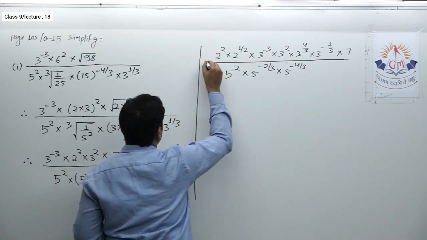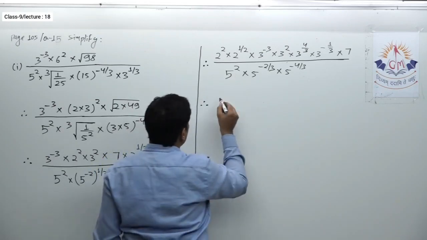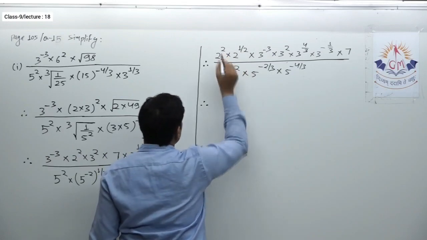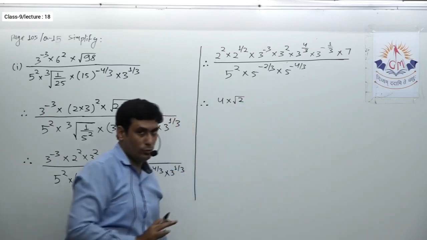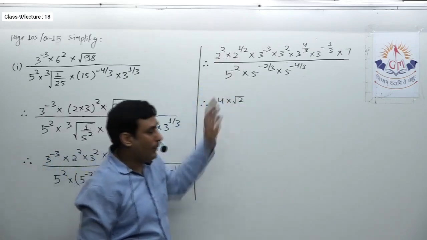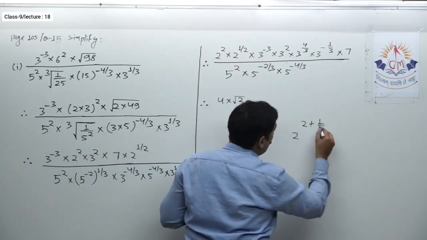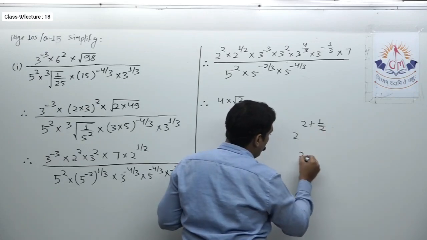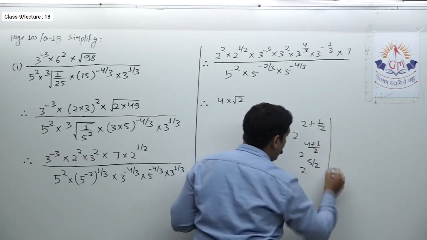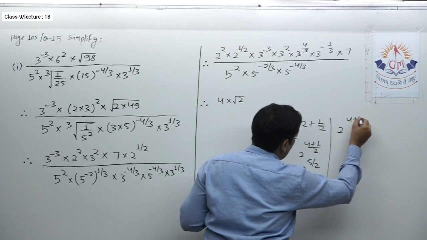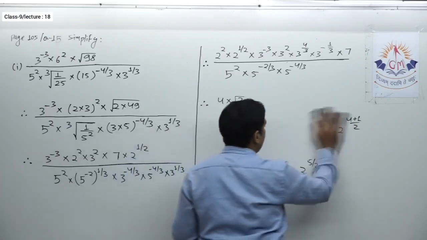Now I'll simplify these terms. First I will take the powers of 2. 2 square I write directly as 4, and 2 raised to 1 by 2 I am writing right now as root 2. Even if I add the powers using the product law of exponents, this will become 4 plus 1 by 2, that is 5 by 2, and ultimately it is going to be this only. So let it be like that only.